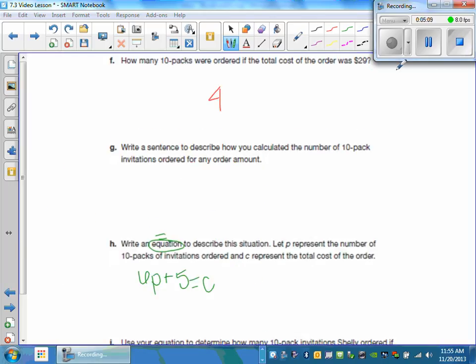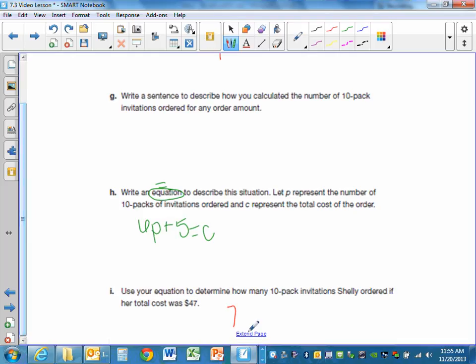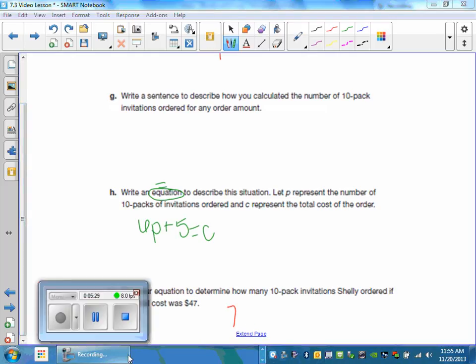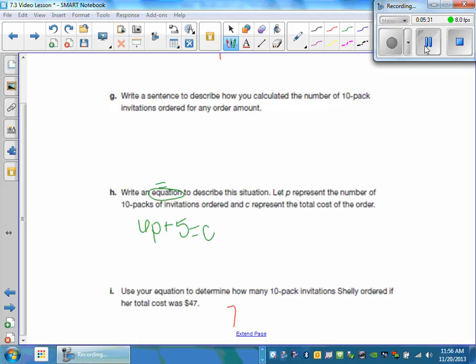Your answers for the rest of this problem: for F, you should have gotten a total of 4 packs. For G, you should have written something about the fact that you subtracted the $5 shipping off both sides and then divided both sides by 6. And then for I, you should have gotten an answer of 7 packs. Check over your answers to make sure you did them correctly, and then we can move on to the next problem.